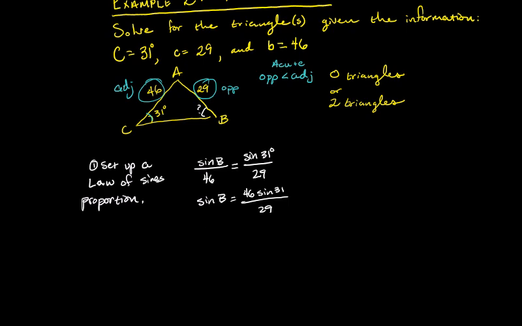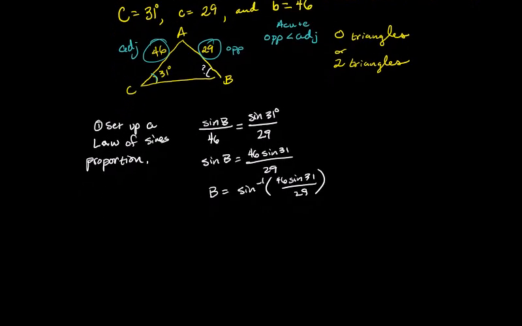And then I'm going to do the inverse sine. So B equals the inverse sine of 46 sine of 31 over 29. Go ahead, hit pause on the video, plug it into your calculator. Make sure you're in degrees, right? If you're not in degrees, we're in total trouble and we won't be able to do this very well. But if you plug it in correctly in degrees, you should get something that's roughly 54.78 degrees.